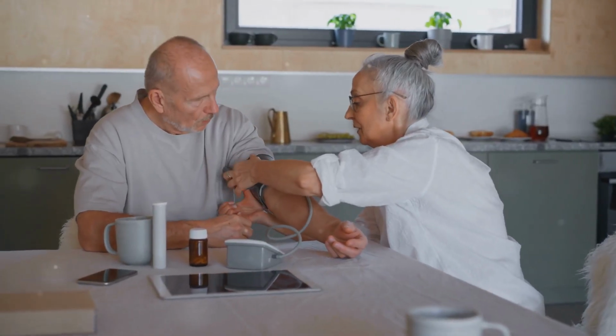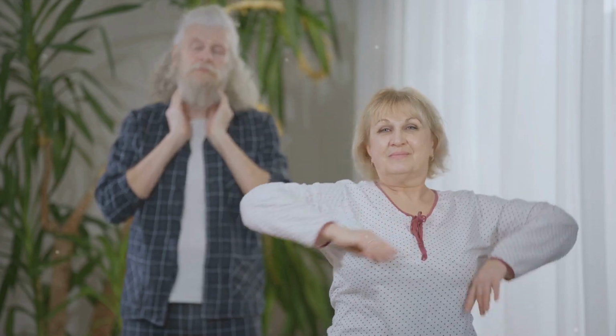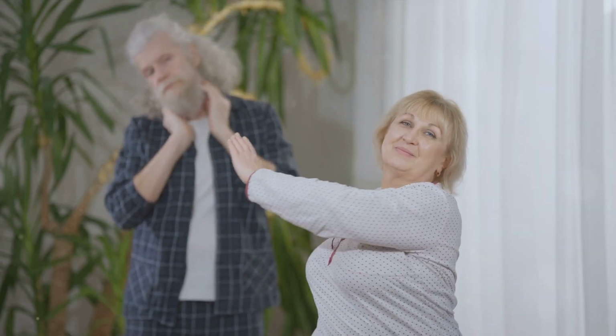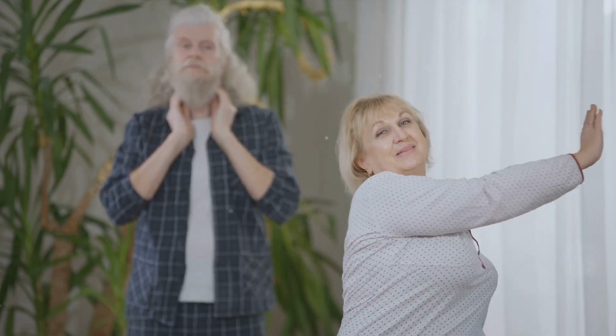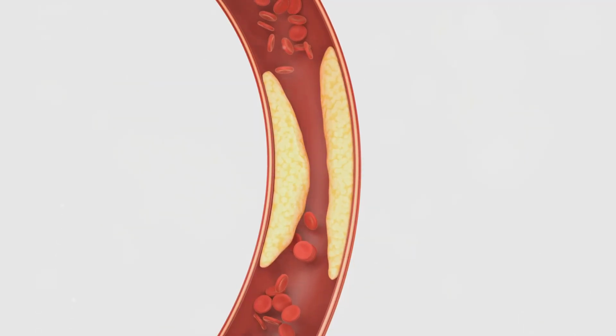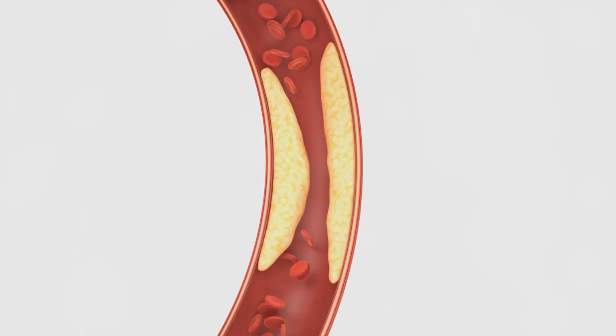Both peripheral artery disease and insulin resistance are conditions primarily related to lifestyle factors and aging. Now, you might be wondering, how do these two conditions intertwine? Well, it's a bit of a double-edged sword. Insulin resistance can lead to the development of peripheral artery disease.